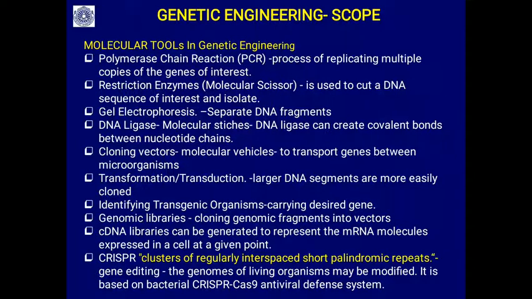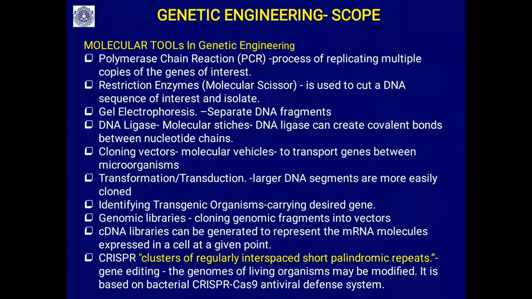Gel electrophoresis to separate DNA fragments. DNA ligases were developed, and they are called molecular stitches, so they are able to make a covalent bond between nucleotide chains. Cloning vectors, molecular vehicles. Many cloning vectors were developed to transport a big gene so that it can be inserted into microorganisms, and it can be replicated into large numbers.